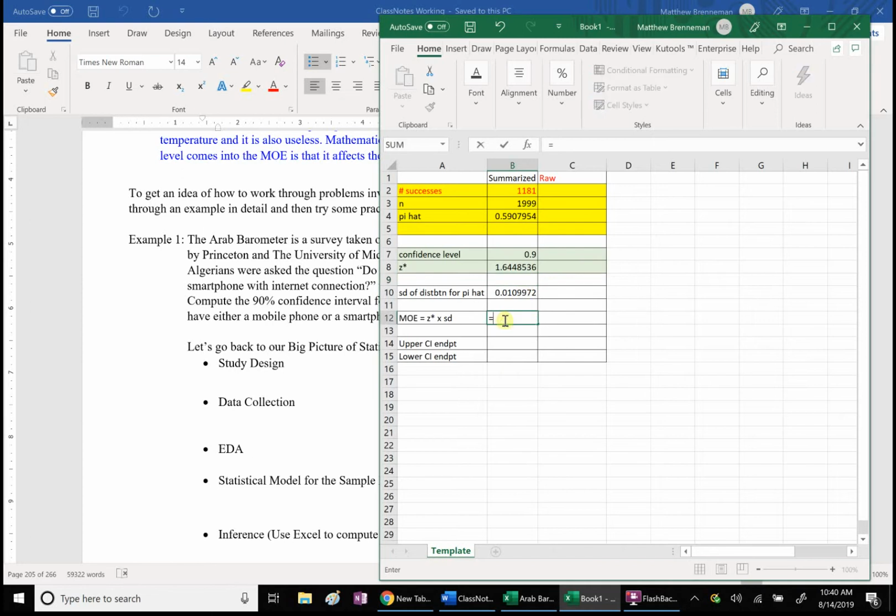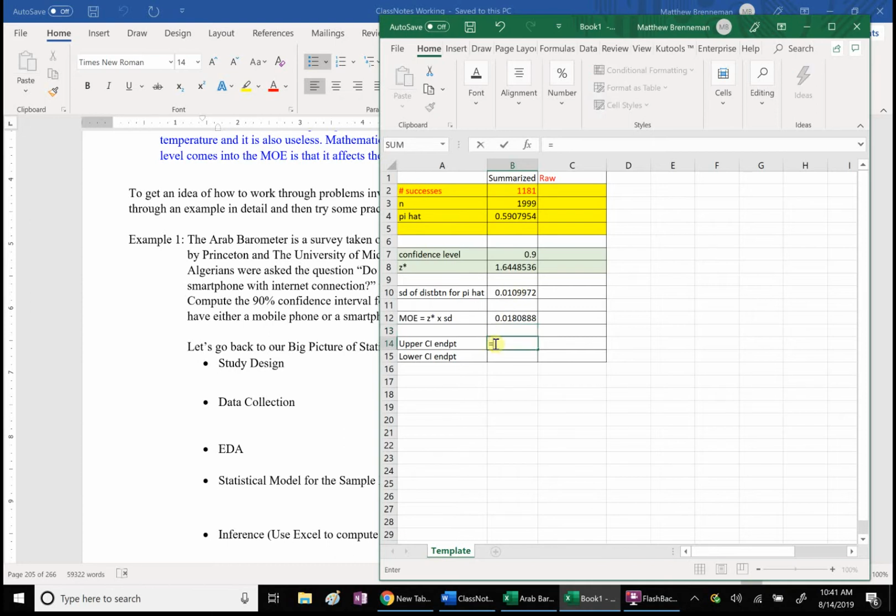Now we're ready for the margin of error. All I'm going to do is I'm going to just multiply this by this. There's my margin of error. So it roughly tells me that the margin of error is about 2%. And remember what we said before. If you want a 2% margin of error, you usually need about a couple of thousand of people, and that's what we have. We have roughly 2,000 people here.